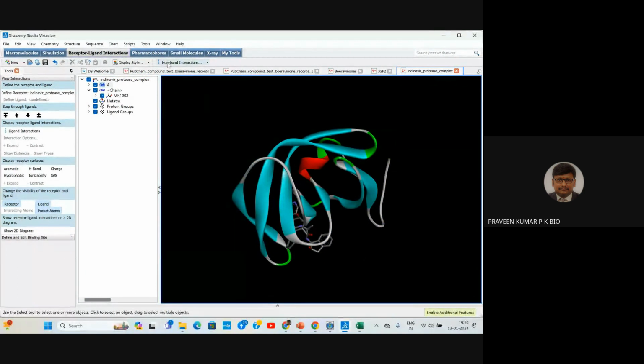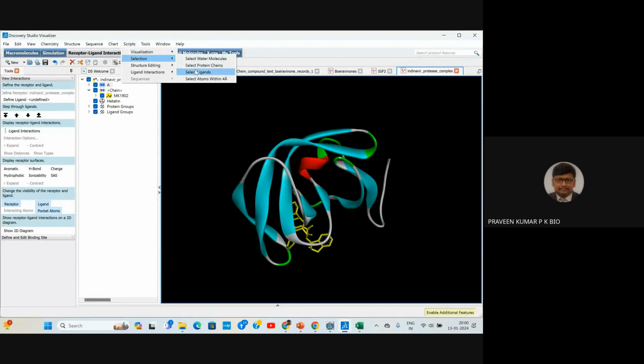What is the first step we have to do for getting the detailed hydrogen bond interactions information? For this, the first step is click Scripts, Selection, Select Ligands. Now the ligand alone is selected. Next, Scripts, Selection, Select Atoms within 4 angstrom.